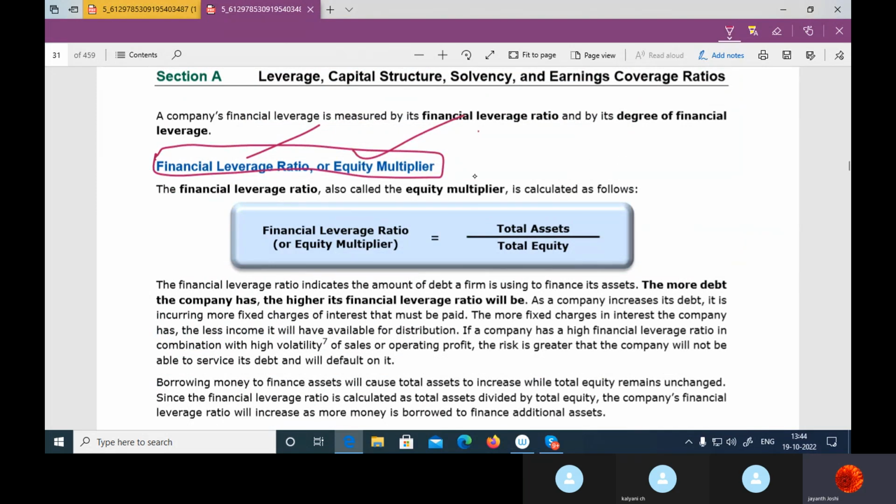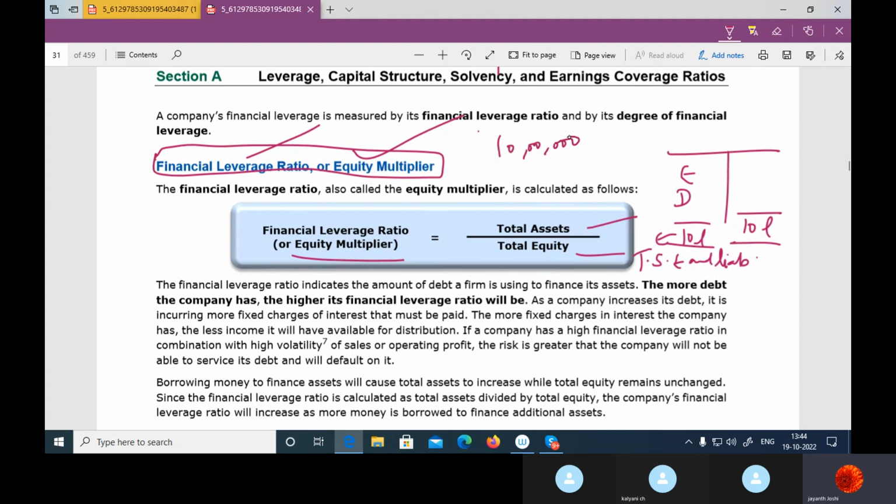The financial leverage ratio, or equity, is also called the equity multiplier. The formula is total assets by total equity. So this is your balance sheet. 10 lakhs is your total of assets. Equity and debt is nothing but the total of liabilities. We don't say this as total of liability, we say total of stockholders' equity and liability. Now if I write 10 lakhs in the numerator and let's say my equity is 2 lakhs and my debt is 8 lakhs, what is the financial leverage ratio?